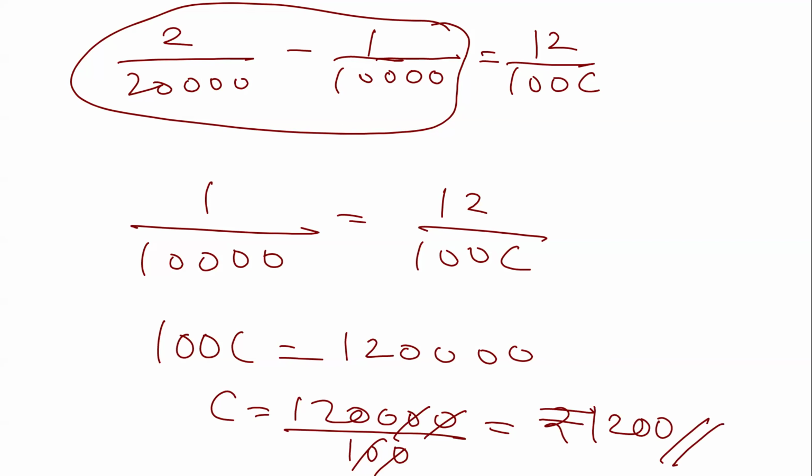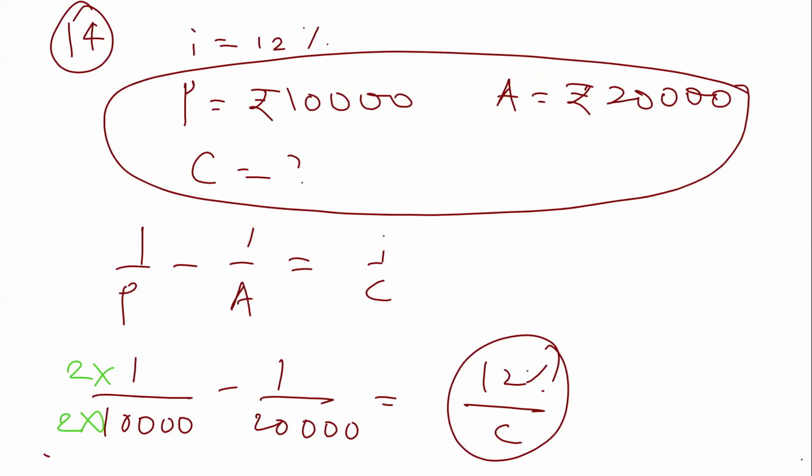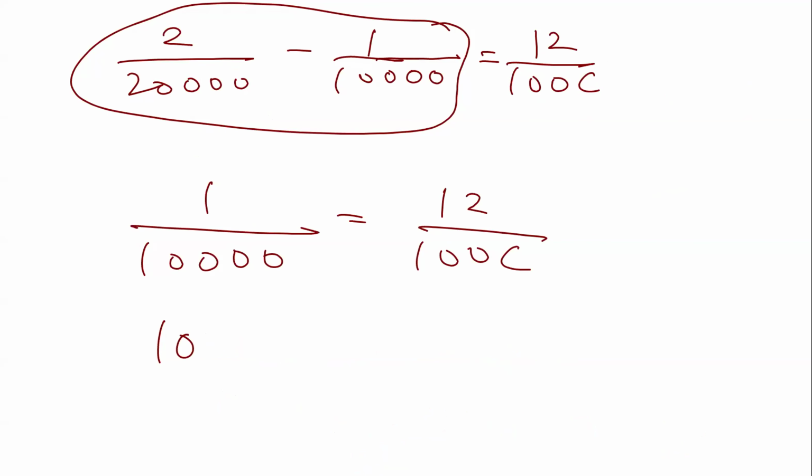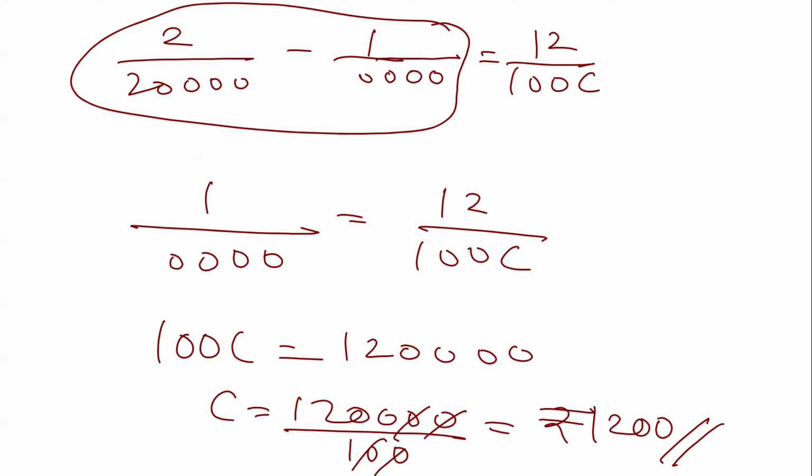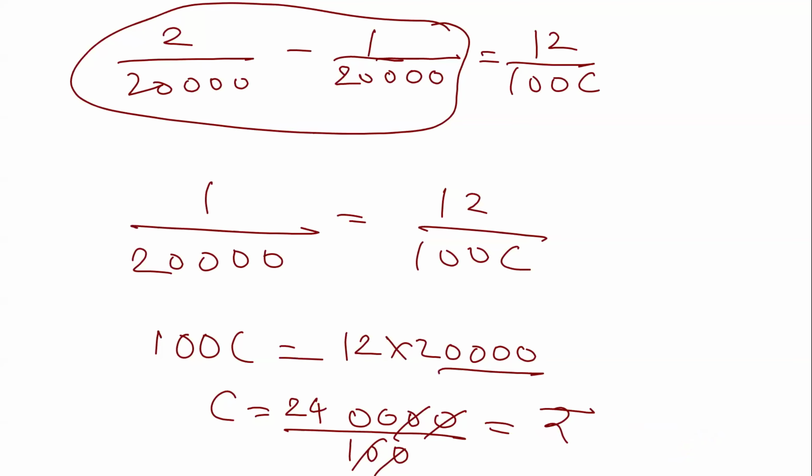One second, I just made a small error when I was changing the slides. The LCM is 20,000. Sorry for that. So this is 20,000. This is also 20,000. Okay, so this will be 100 and this will be 12 into 20,000. So this will be 24 with 4 zeros. Excuse me for this, very sorry. 2400 is the answer, right?